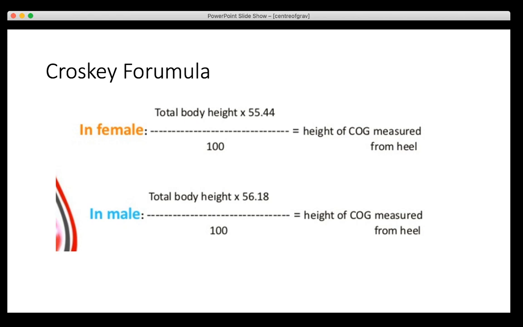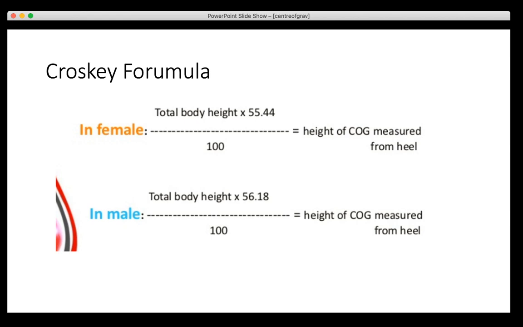And on the other hand, in the males, they have generalized it as total body height multiplied by 56.18. So the main point here is that you should focus on that percentage. In females they have generalized 55.44%, while in males 56.18, a little bit on the higher side in males. They are assuming that males have more mass distribution on the upper side, so this is the reason for the difference.